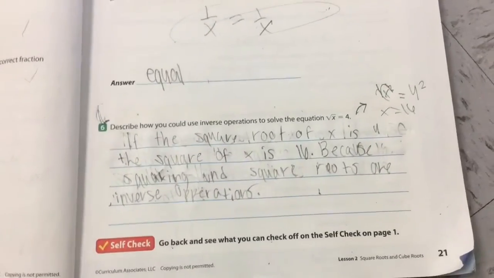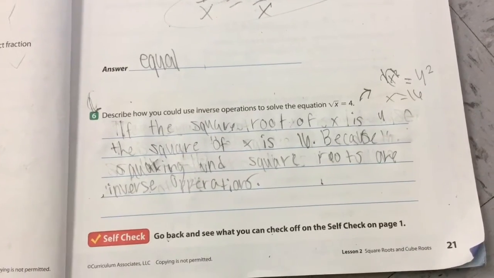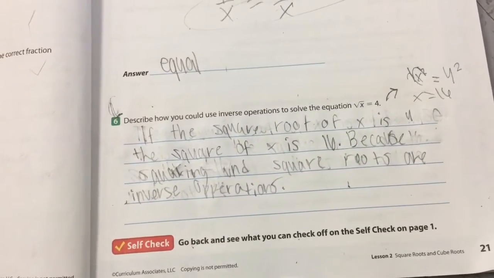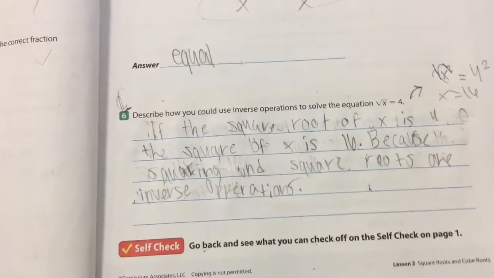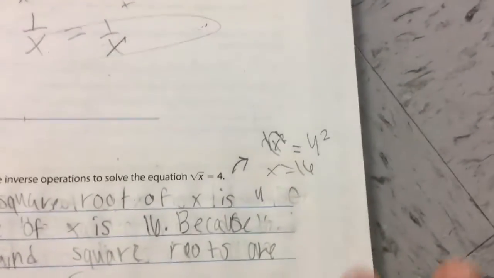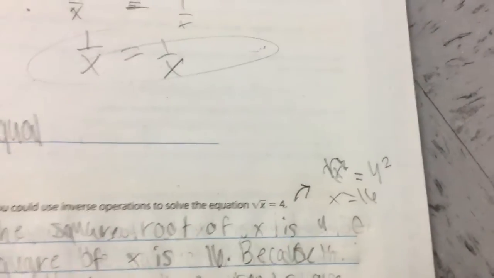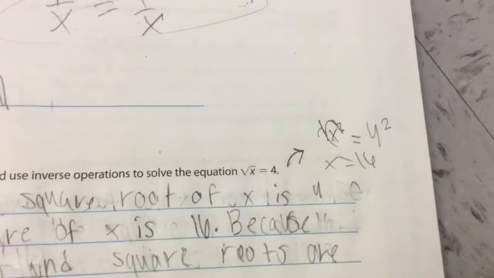If given the square root of x equals 4, how would we find the value of x? We would do the inverse of square rooting, which is squaring. So we would cancel out the square rooting and squaring right here, and we would do 4 squared, and 4 times 4 equals 16.